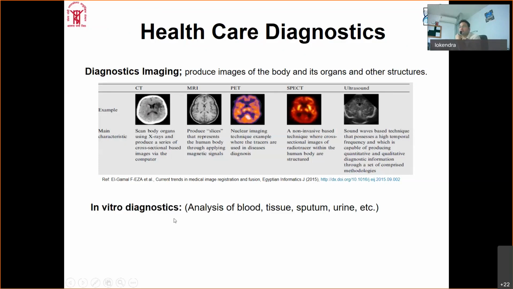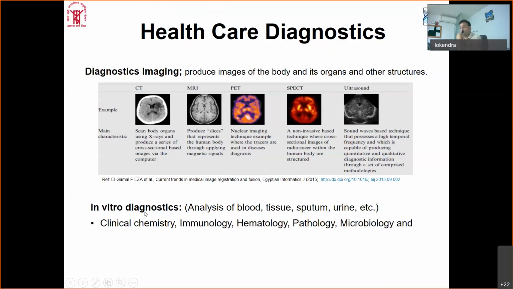But there are cases when we take any bodily fluid, for example, blood, tissue, sputum, urine, or, in today's time, since we are also dealing with COVID, the oropharyngeal or nasal swab that is used for detecting virus presence. Those things are categorized as in vitro diagnostics. So when we take out certain samples and then look at various molecules, whether it can be a protein, DNA, RNA, or maybe some metabolites, that is characterized as in vitro diagnostics.